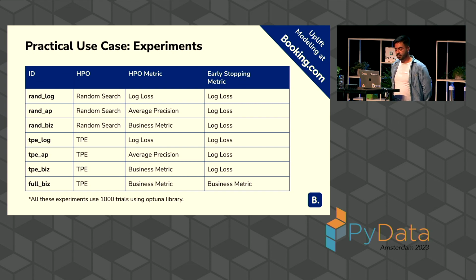For all these experiments, we use 1,000 trials using the Optuna library, which is a very nice Python library for hyperparameter tuning. If you haven't used it in your projects, I really recommend it. Very robust and can really scale in your projects.